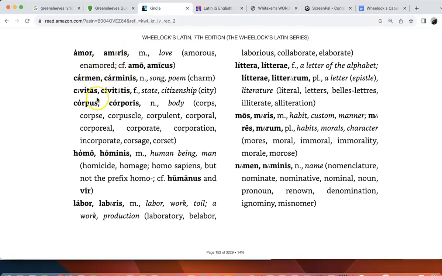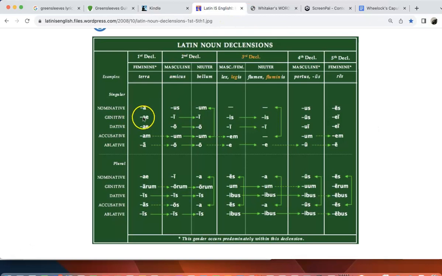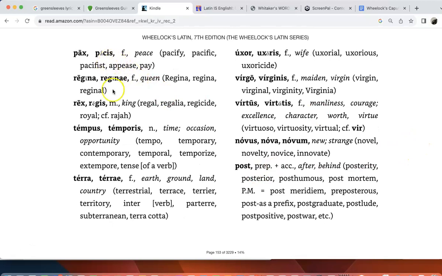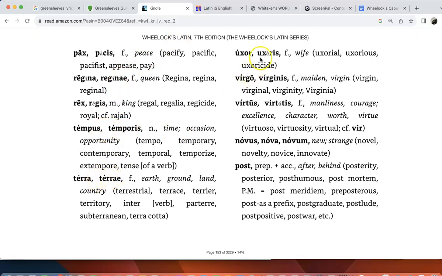Carmen, carminis, civitas, civitatis, corpus, corporis, homo, hominis, labor, laboris. So all these words right here are third declension. Litterae, littera is actually first declension. So littera, litterae, so -ae. So mos, moris, third declension. Nomen, nominis, third declension. Pax, pacis, third declension. Regina, reginae, first declension. Rex, regis, we talked about that. Tempus, temporis is third. Terra, terrae is first. Uxor, uxoris is third. Third, third, and then here we have an adjective and a preposition.